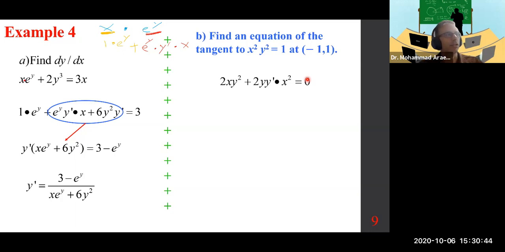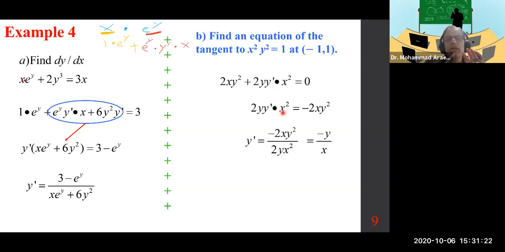All right. So you have 2 choices, class. You can solve for y prime, or you can plug in right now and calculate y prime, and that becomes the slope. But to me, it makes more sense to solve for y prime. That's an easy case. You move the 2xy squared to the other side, and you do the division. You divide both sides by 2yx squared, and it simplifies into negative y over x. The rest is all algebra.